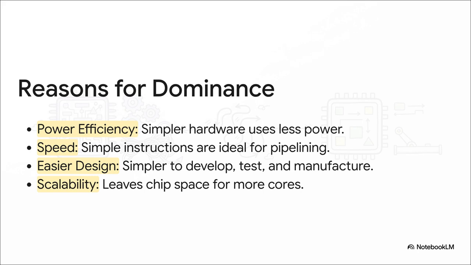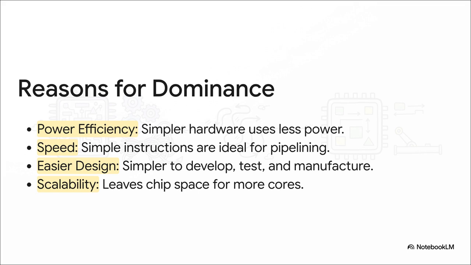First, and this is the big one, power efficiency. Simpler hardware just uses less electricity. That might not seem like a big deal for a PC plugged into the wall, but it is everything for the smartphone in your pocket. This was the aha moment that truly sparked the mobile revolution. Second, speed. Those simple fixed-length instructions are perfect for a technique called pipelining, where the processor works on multiple instructions at once, like a super-fast assembly line.